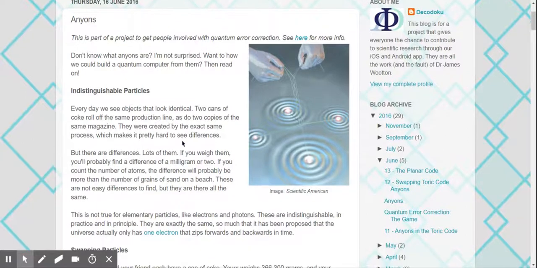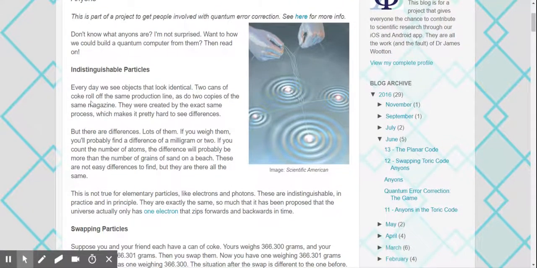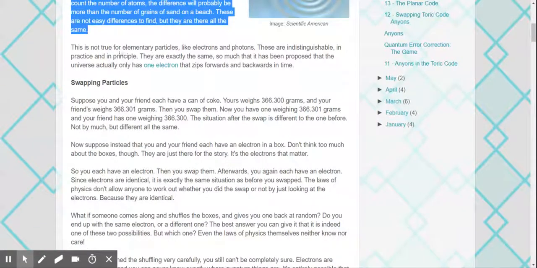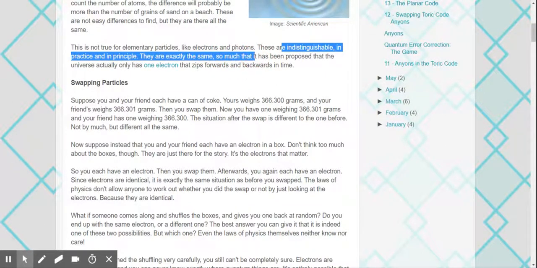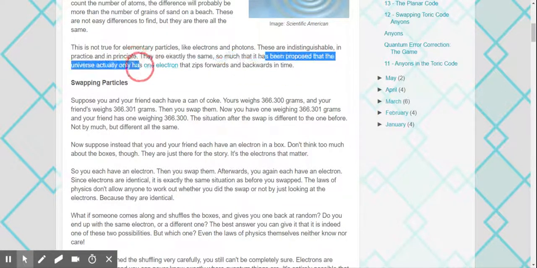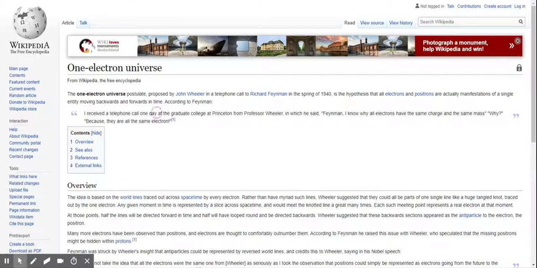Indistinguishable particles. Every day we see objects come off the same production line. They are created by the exact same process, but there are different lots of them. These are indistinguishable, in practice and in principle they're exactly the same, so much so that it has been proposed that the universe actually only has one electron that zips forwards and backwards in time. Crazy. One electron universe. Really? Crazy.